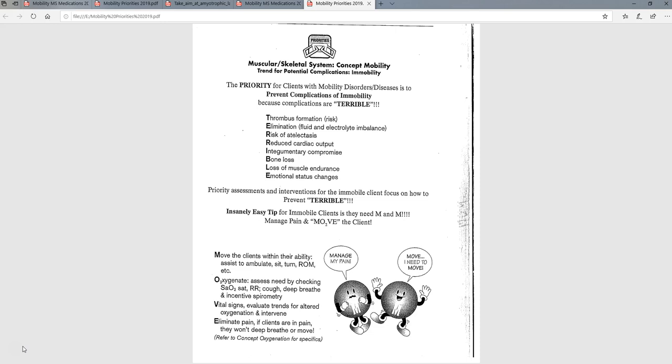So pay attention to that. Manage their pain so they can move. Give them pain medicine, then they will be able to ambulate.